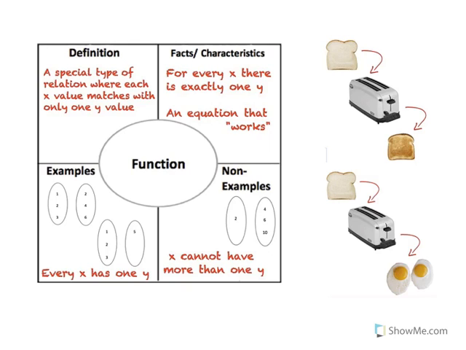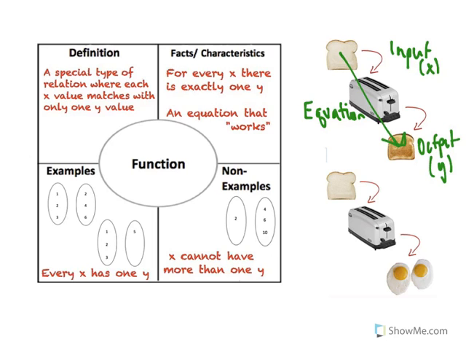So what do we think about when we think of a machine that works? We have our input, or our x. Then we have the equation, or the machine. In this case, it's a toaster. And then we have our output, y. It's very clear to us when a machine works. If we put in bread, we expect toast.